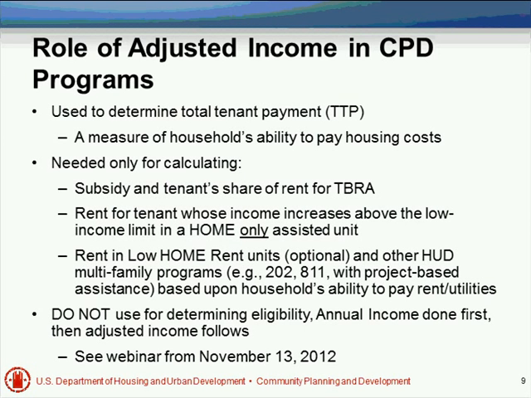The third category, when you need to know adjusted income, is that there are programs out there where it's a rental project where they don't use the high and low HOME rents. They actually use what the household can afford to pay toward rent and utilities, and they're using adjusted income to do that. So maybe they always say that somebody is going to pay no more than 30% of their income toward rent. They would calculate that using adjusted income.